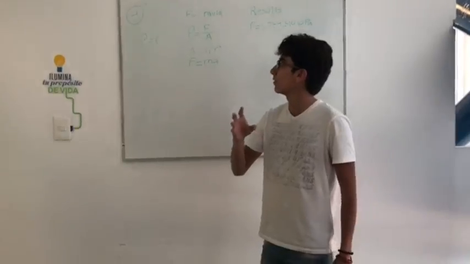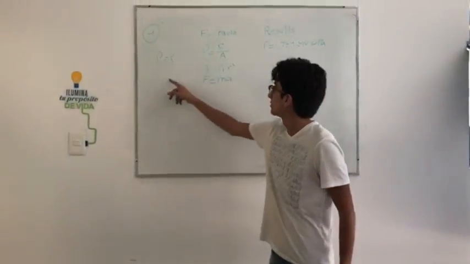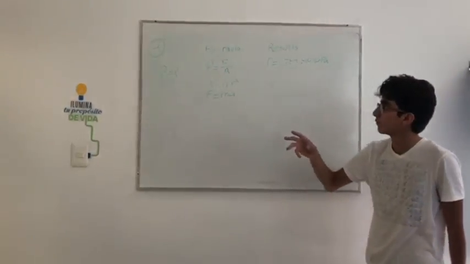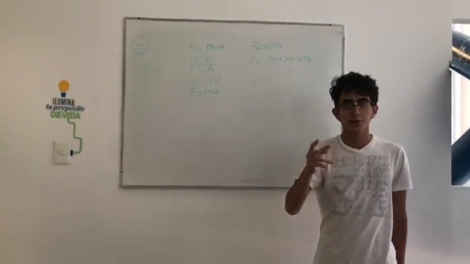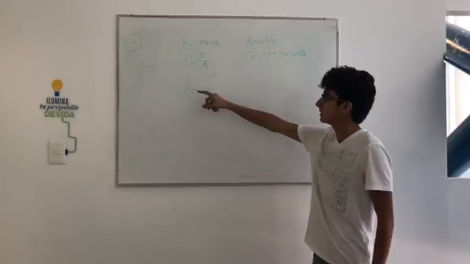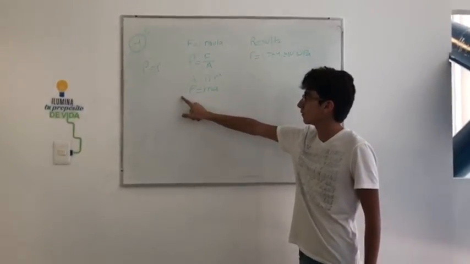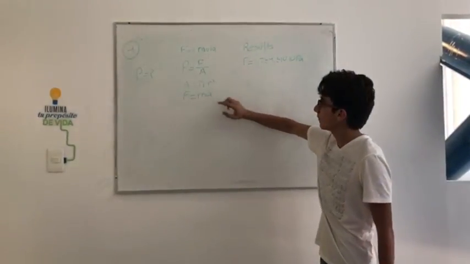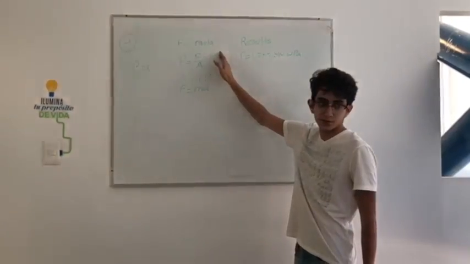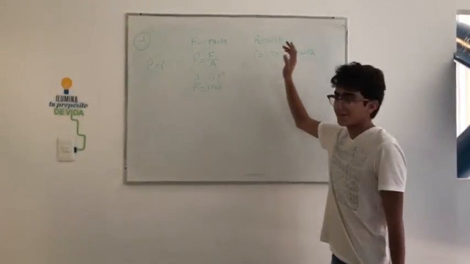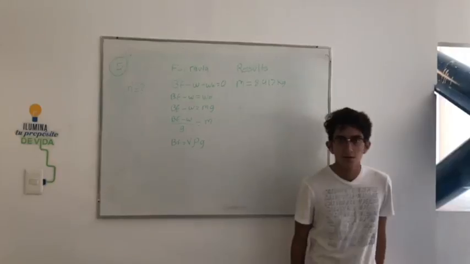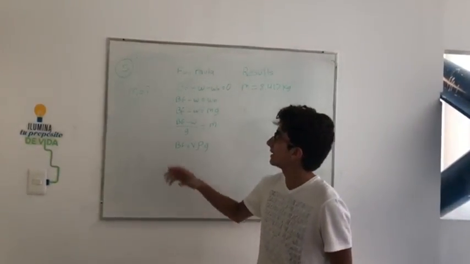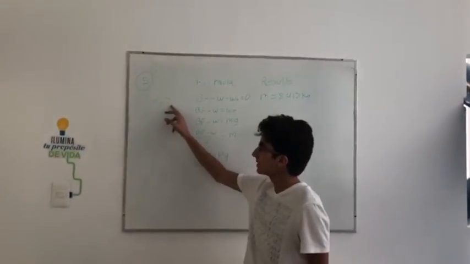For problem number 4, they ask you to take out the pressure. And we use three formulas. The one of pressure and 1 and 2 that we need to use before, that is the one to take out the area and the force. So when we have the force and the area, we use the principal formula, and we have this value that is the result.